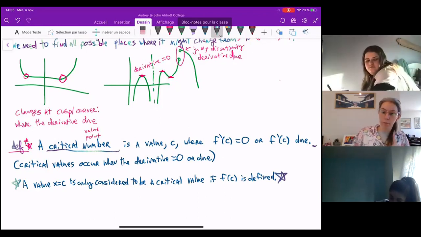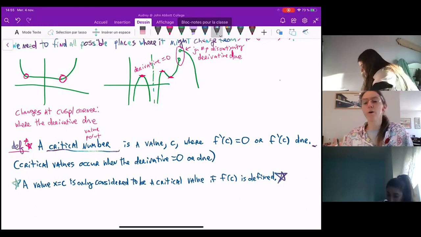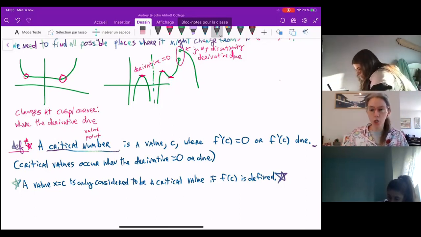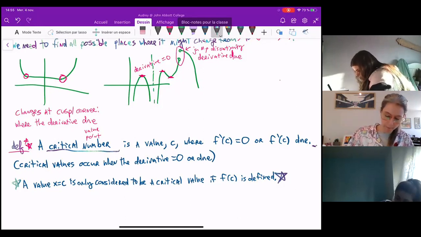Also, something that we're not going to ignore, but that we're going to use all the time, is that we just saw that these values are important. They're called critical because they're where things happen. So it turns out that a function can only change from increasing to decreasing at these critical values, these values where the derivative does not exist or equals 0.